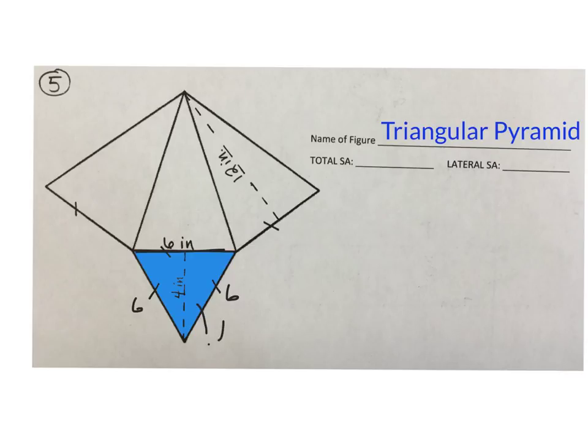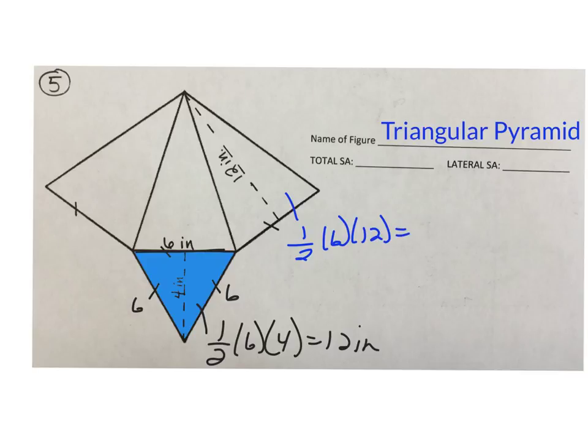This triangle is 1/2 base of 6, height of 4, which gets you a 12 square inches, and there's only one of them. This triangle is 1/2 also because it is triangle, and the base is 6 and the height is 12. So that gets you 36 square inches for that one. Now if this is 36, this is 36, and this one is also 36 because all 3 sides of the triangle are equal. All 3 sides of the lateral surface area are equal also.